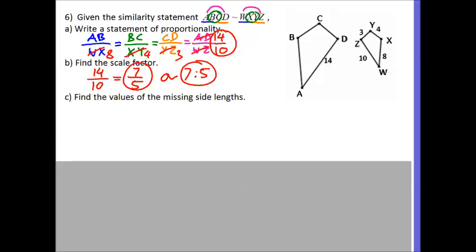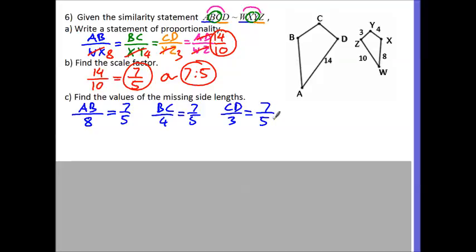Okay, next we need to find the values of the missing side lengths. In order to do that, we need our scale factor. We know that WX is 8, so AB over 8 has to be the same as 7 over 5. BC over 4 has to be the same as 7 over 5. And CD over 3 has to also be equal to 7 over 5.